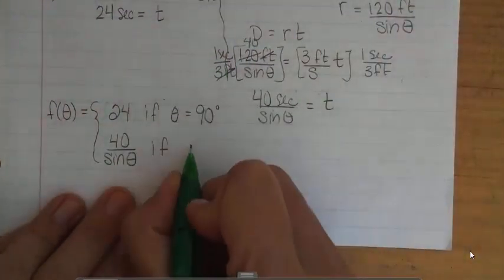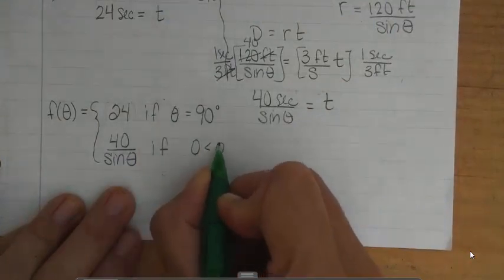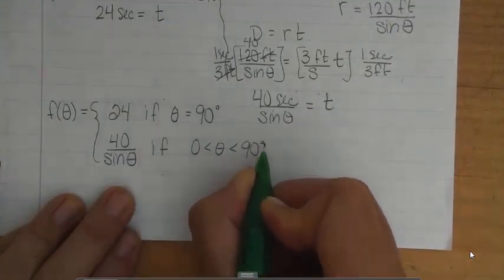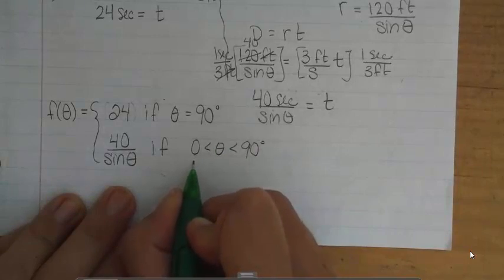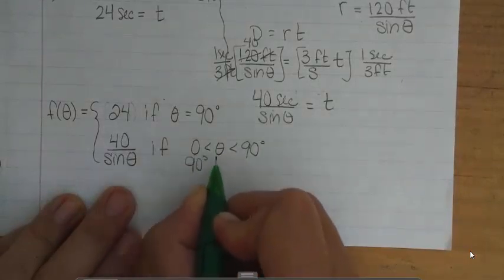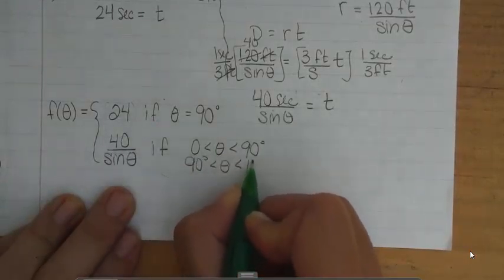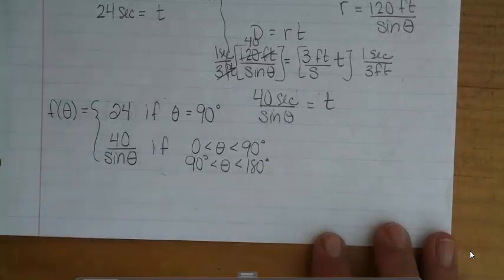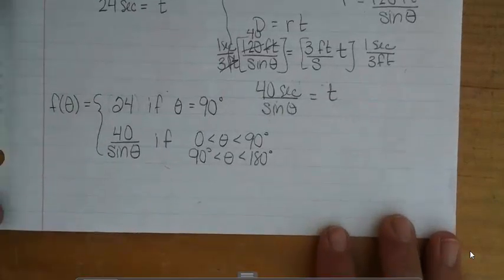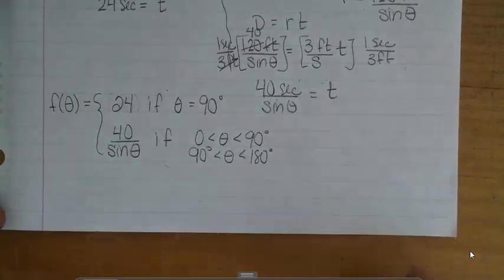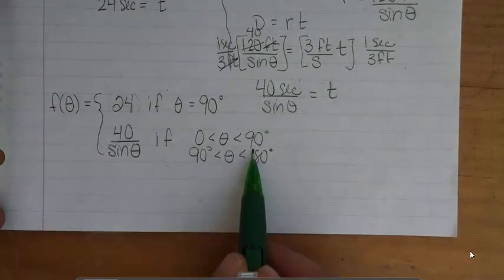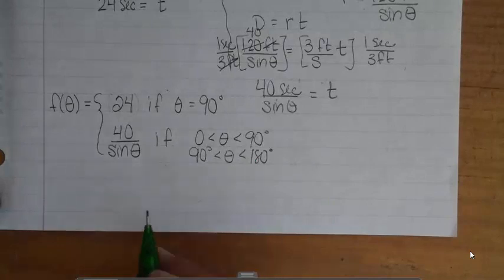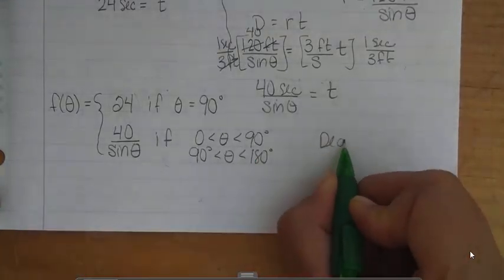We're going to be in between 0 and 90 degrees, or we're going to be in between 90 degrees and 180 degrees. Okay, so when you graph this, because we worked in 90 degrees, we're going to want to make sure that we are in degree mode. So make sure you're in degree mode.